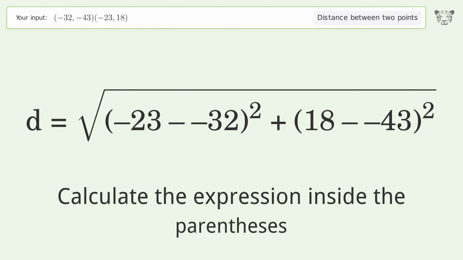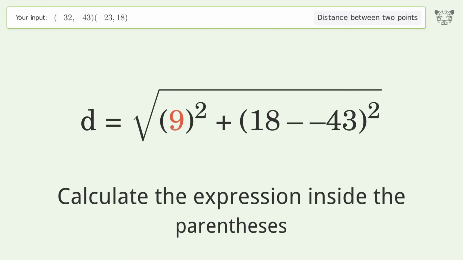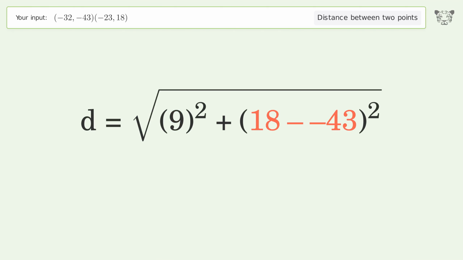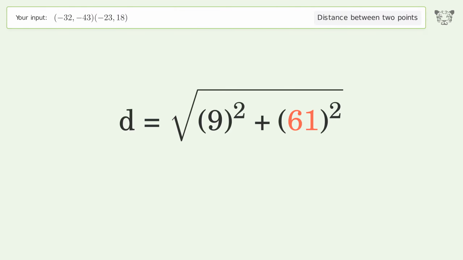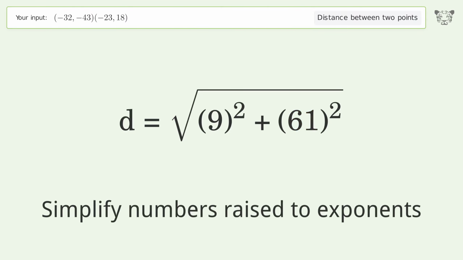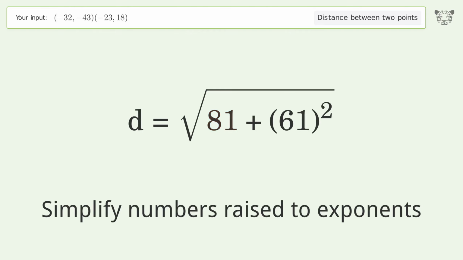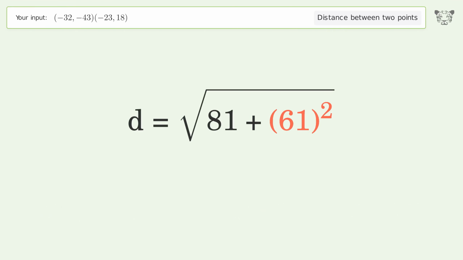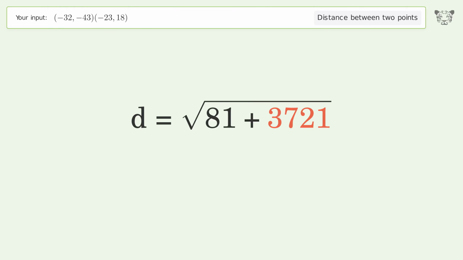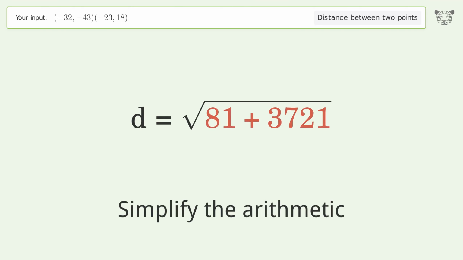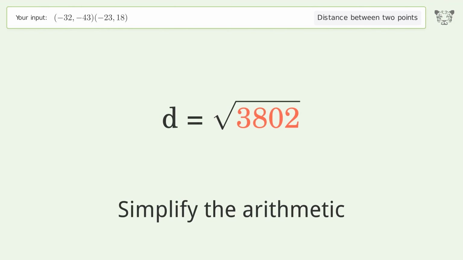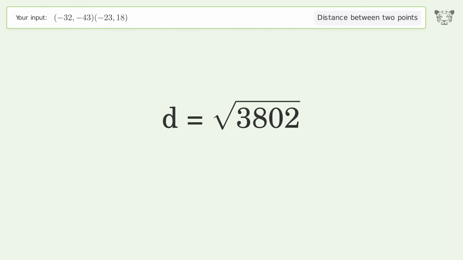Calculate the expression inside the parentheses. Simplify numbers raised to exponents. Simplify the arithmetic. And so the distance between the 2 points is the square root of 3,802, or 61.66.